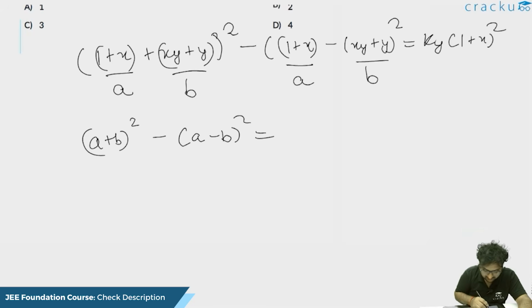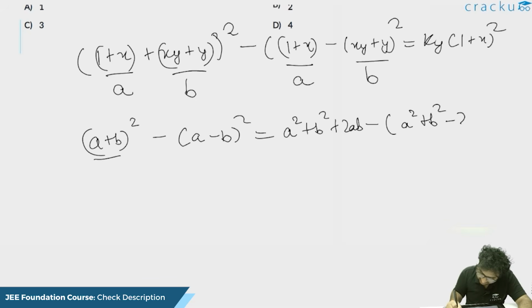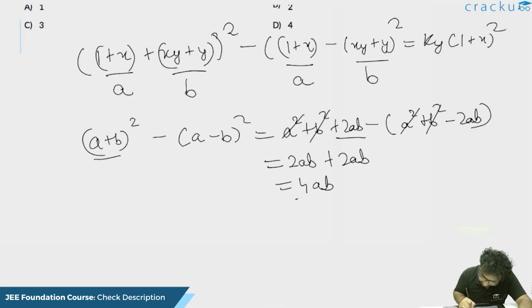So let me open this. So a plus b whole square is what? a square plus b square plus 2ab minus, what is this? a square plus b square minus 2ab. So a square and minus a square will be cancelled out. b square and minus b square will be cancelled out. And this would be what? 2ab minus minus gets plus, plus 2ab. So we got what? 4ab. So this is a plus b whole square minus a minus b whole square. Okay. So we can replace it by 4ab.